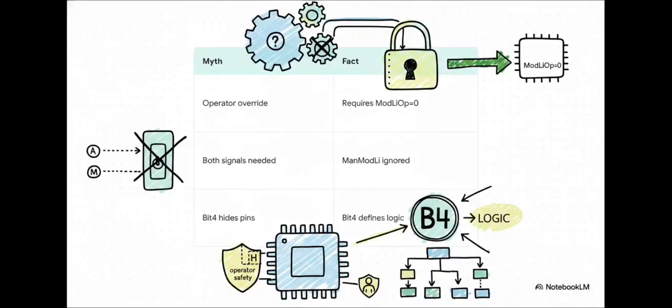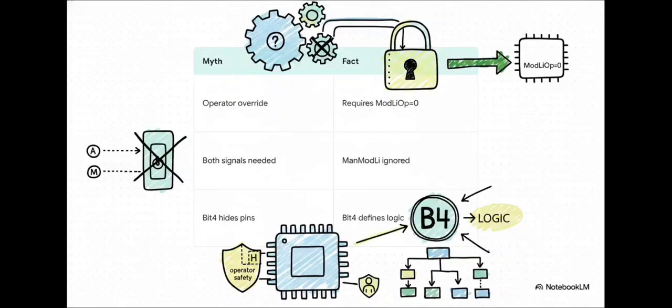All right, let's bring all the pieces of this puzzle together and shatter some of the most common misconceptions operators face out in the field. If you are ever troubleshooting a system, you're going to want to lock this diagnostic matrix right into your mental model. Let's do a rapid-fire myth versus fact. Myth: the operator can always override the system. Fact: absolute authority strictly requires ModLiOp to equal 0. If logic holds it at 1, you are totally locked out.